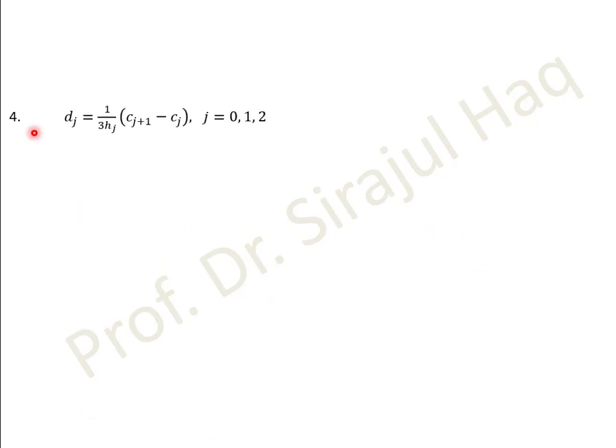This was the formula for dj. Substitute j is equal to 0. You are getting 1 divided by 3h0, c1 minus c0. c0 is known, c1 is known. You got the value of d0. For d1, 1 over 3h1, this is c2 minus c1. c1 is known, c2 is known, h1 is 0.5. You can get the value of d1.